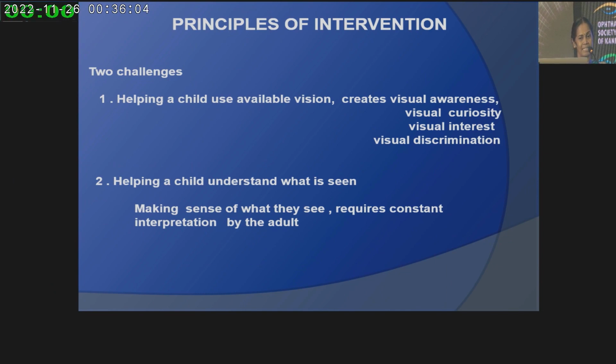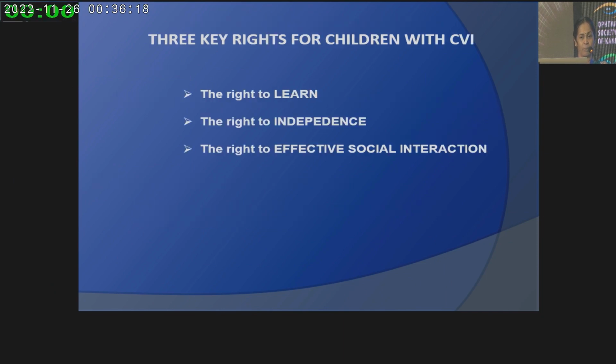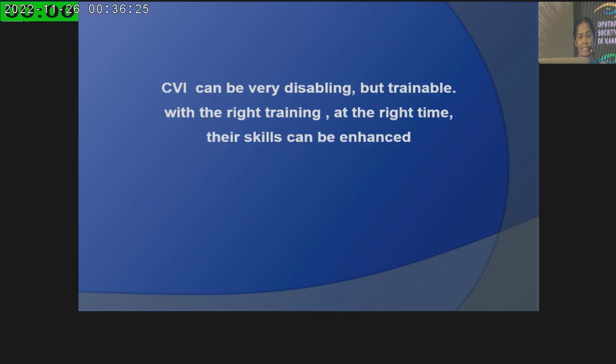There are 2 challenges. Helping the child to use available vision creates visual awareness first, visual curiosity, visual interest and visual discrimination. And then help the child to understand what is seen. That also requires effort, constant interpretation. Always remember the right to learn, right to independence and right to effective social interaction. CVI can be very disabling but trainable. With the right training at the right time, their skills can be enhanced.